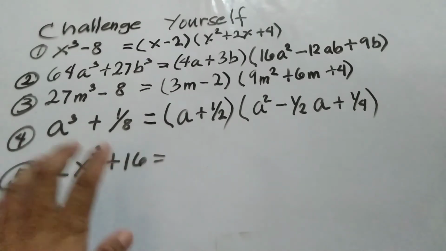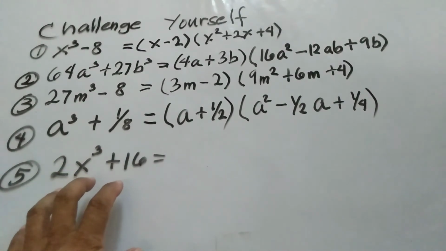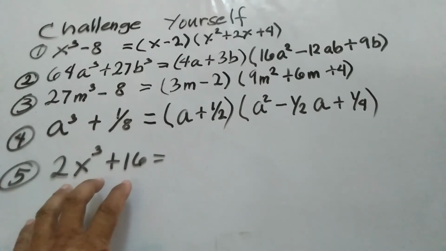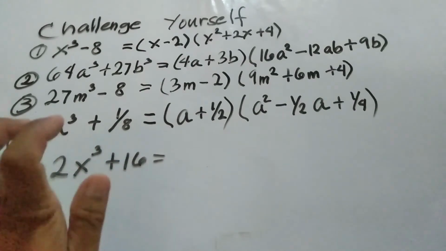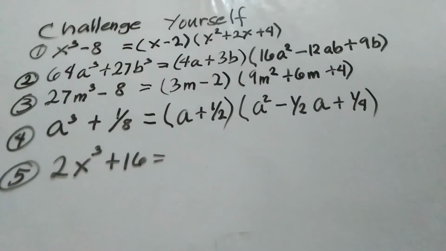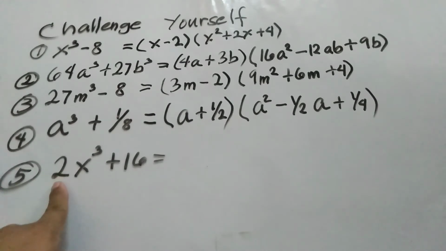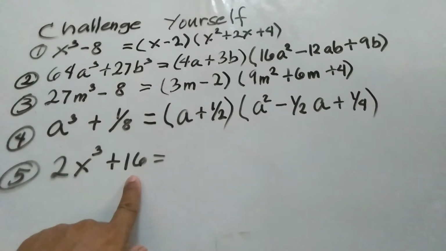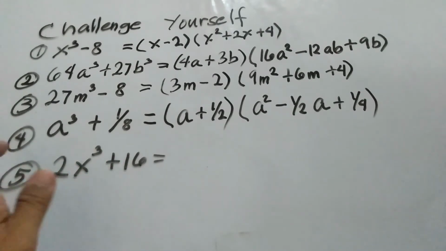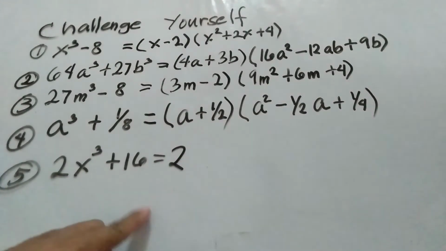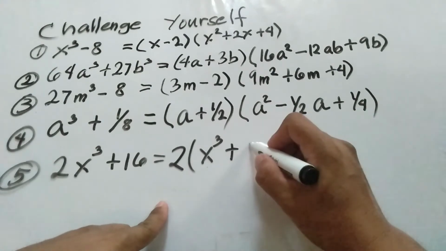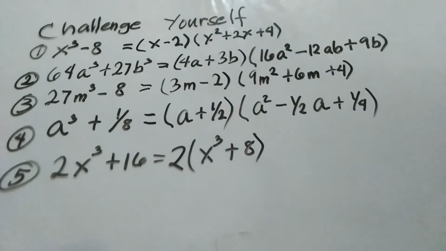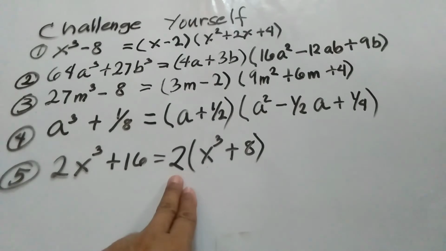And at the same time, may mga videos po ako na nauna, common monomial factor. Common monomial factor muna natin siya bago natin gawin yung procedure nito. Okay? Kasi yung 2, walang cube root. Yung 16, wala ring cube root. So, pansin ko, pwede ko namang i-factor out yung 2 sa kanilang dalawa. Okay, so we have 2 times x cubed plus 8. Tama ba? Finactor out ko yung 2.